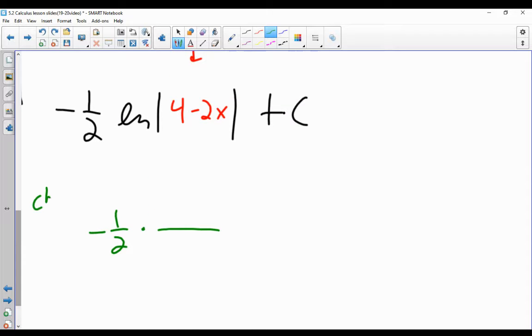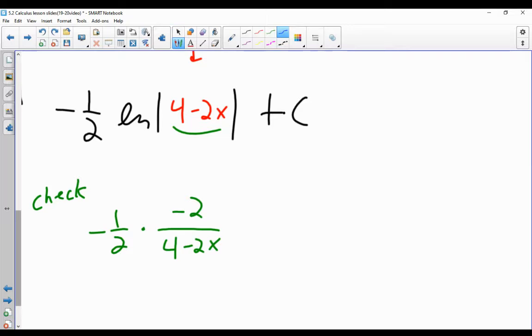So if we check, we'll have to keep the negative 1/2 in the front. Let's derive the top. Derivative of the top, derivative of 4 is 0. The derivative of negative 2x is negative 2. And then divide by the original. And the original would be 4 minus 2x.